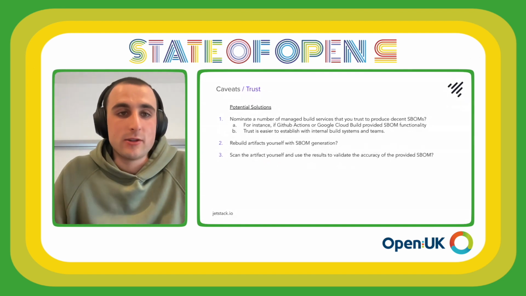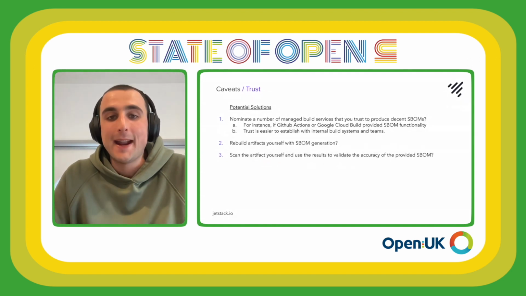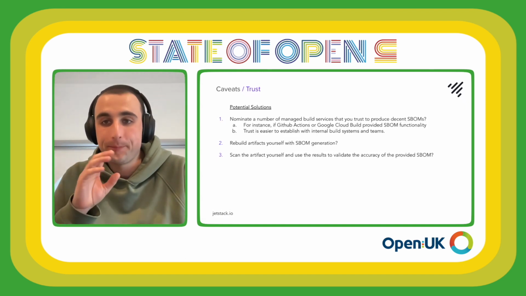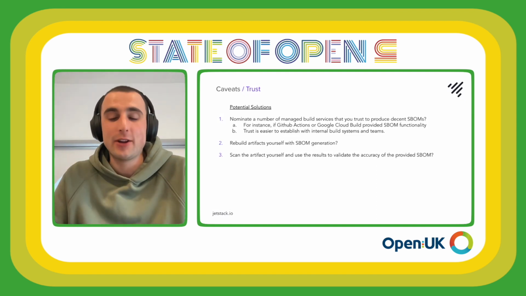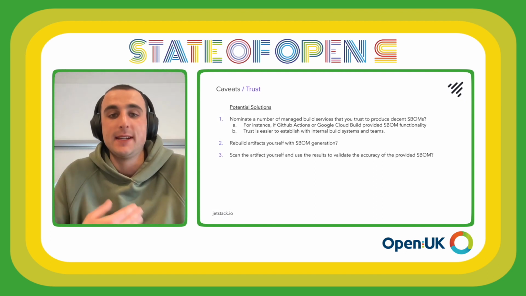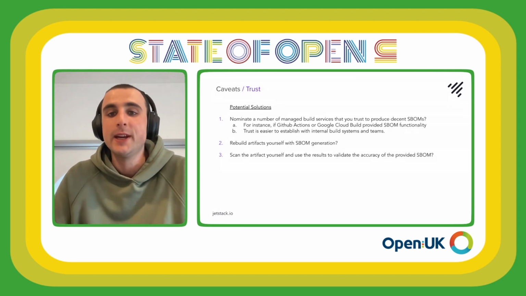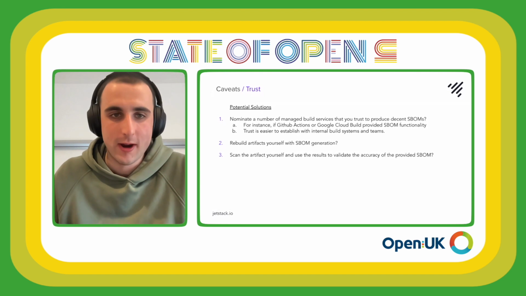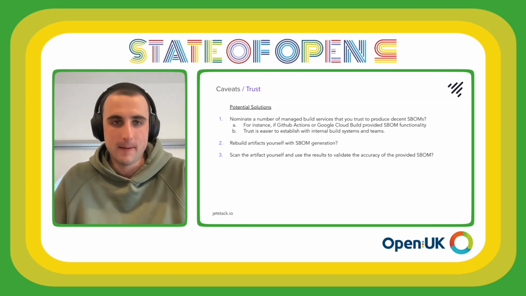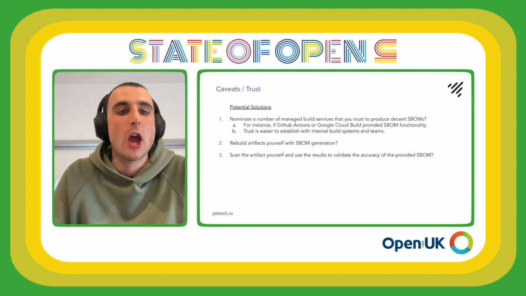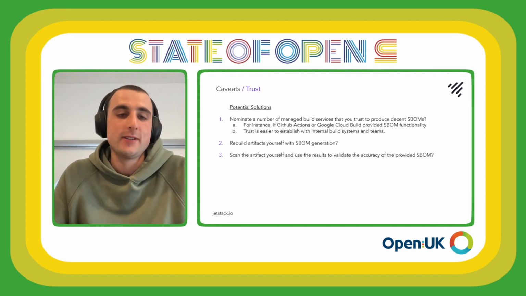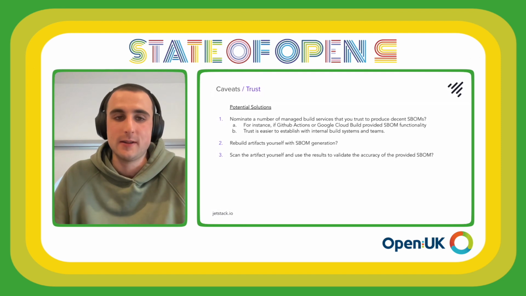Potential solutions here might look like nominating a number of managed build services that you trust to produce decent SBOMs from. An example of this, if GitHub Actions, it doesn't right now, but if it did in the future, and the same with Google Cloud Build, if it provided SBOM functionality that was graded and audited to be correct and accurate and trustworthy, then your business could say, okay, well, we only trust SBOMs from these build systems. Trust is easier to establish with internal build systems and teams.